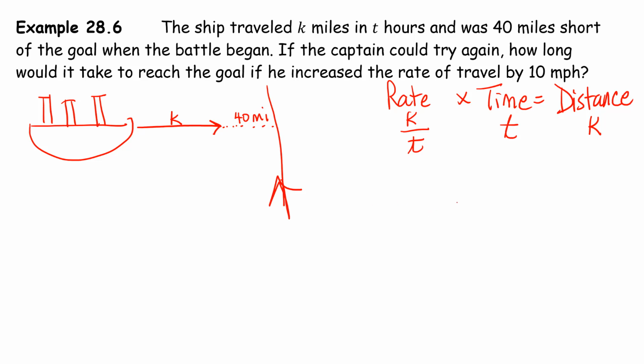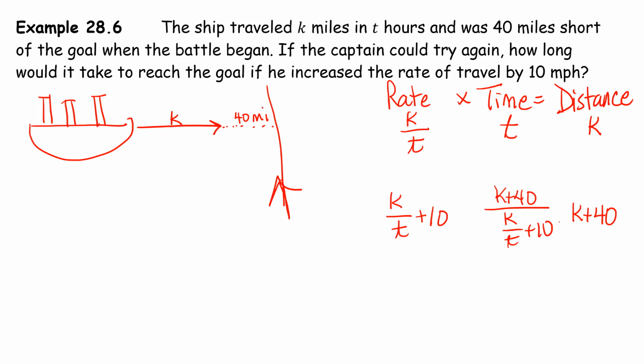All right. So again, rate times time equals distance. The rate now, we're changing it to k over t plus 10. We're increasing the rate by 10. The time is the question. We don't know. The distance now is not going to be k because he's going to actually get there. So it's going to be k plus 40. The time is what we're looking for. And now that we have the distance and the rate, we can just write the time as distance over rate. So k plus 40 over k over t plus 10.